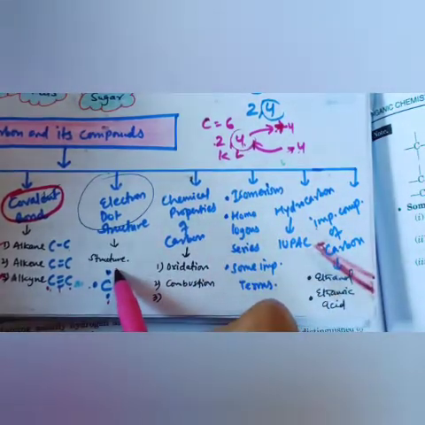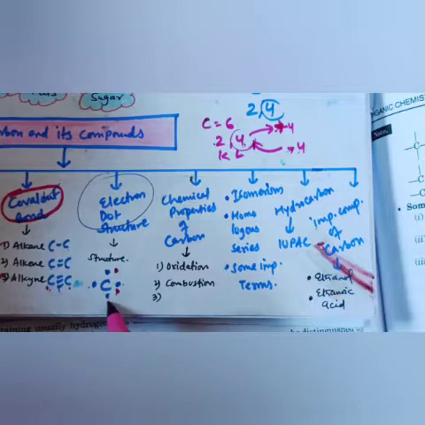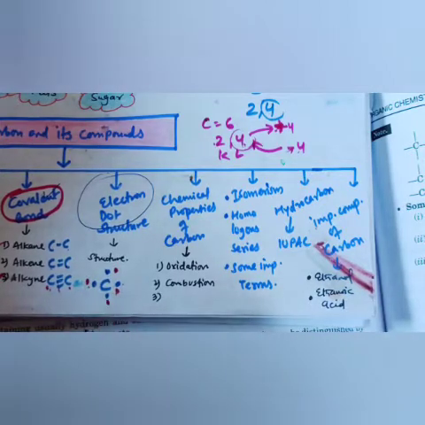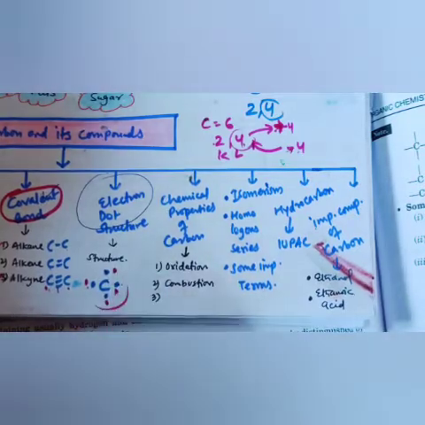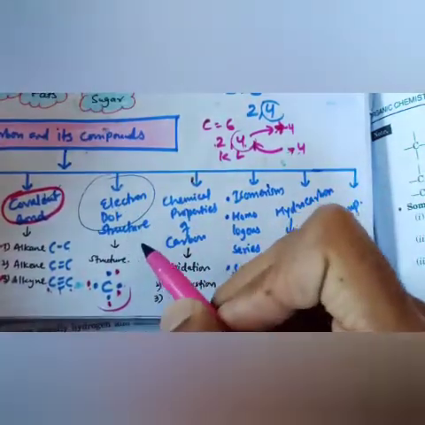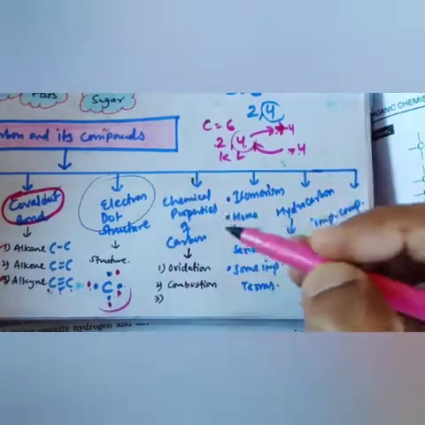Now it can make a stable bond by taking 4 more electrons, and it becomes 1, 2, 3, 4, 5, 6, 7, 8. Now 8 electrons, that is called an octet. So we will make the electron dot structure, that we have studied and we will study.